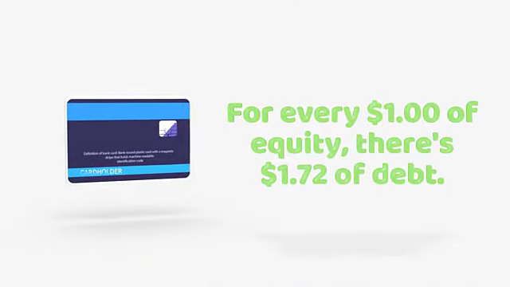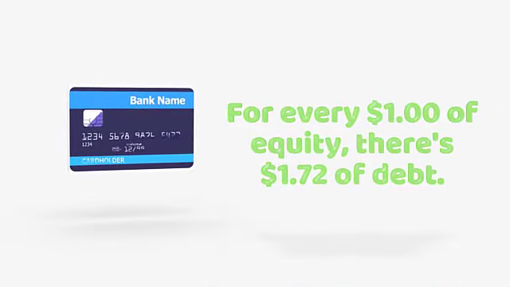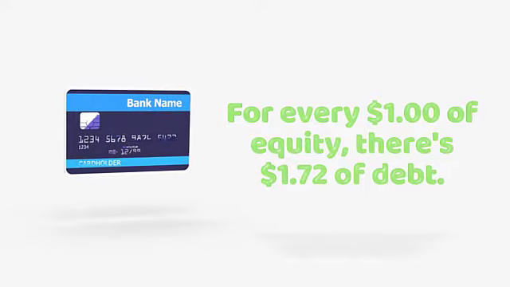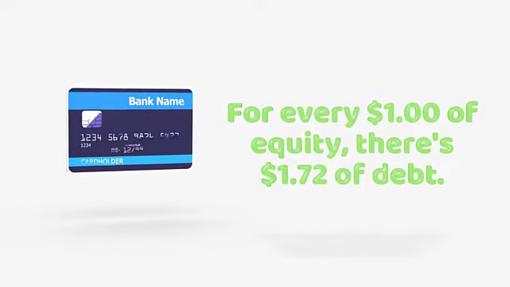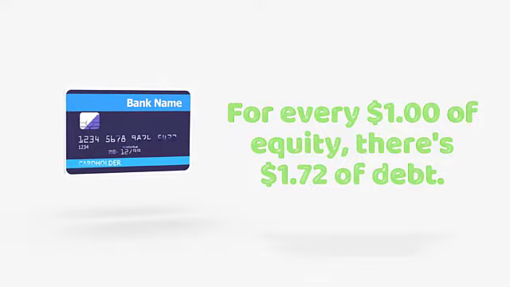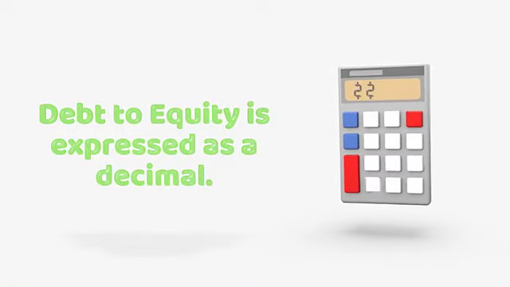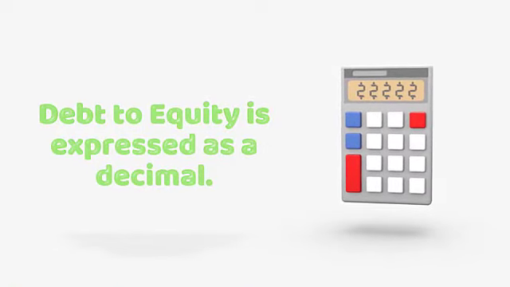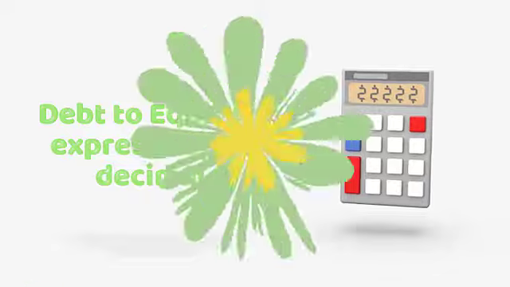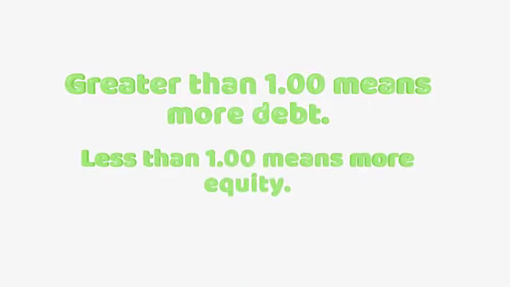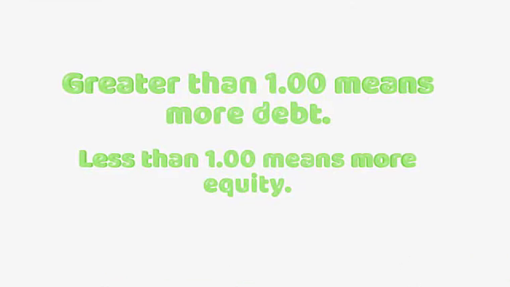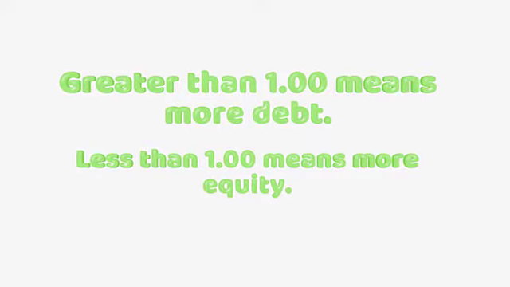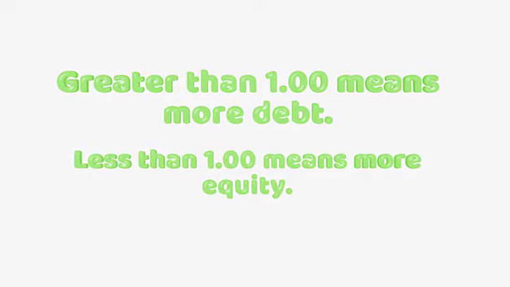This means that for every dollar that the owners own, or equity, there is $1.72 of debt. So there is almost twice as much debt as equity. That is a highly leveraged company. The debt-to-equity ratio is always expressed as a decimal, typically rounded to 2 decimal places. A ratio greater than 1 means that the company has more debt than equity and is more highly leveraged. A ratio that is less than 1 means that the company has less debt than equity.